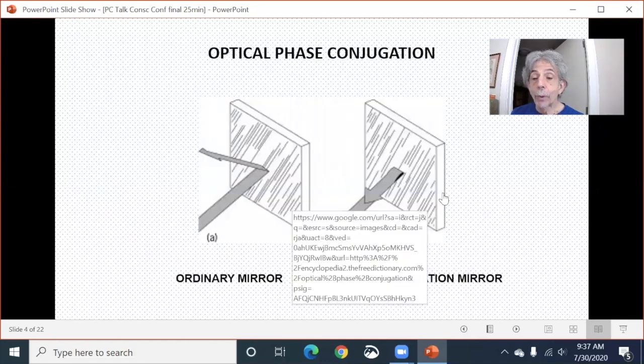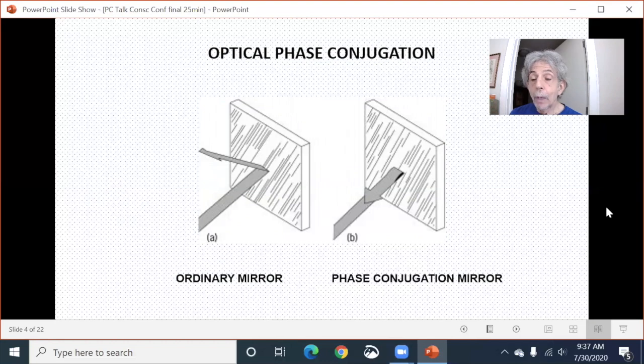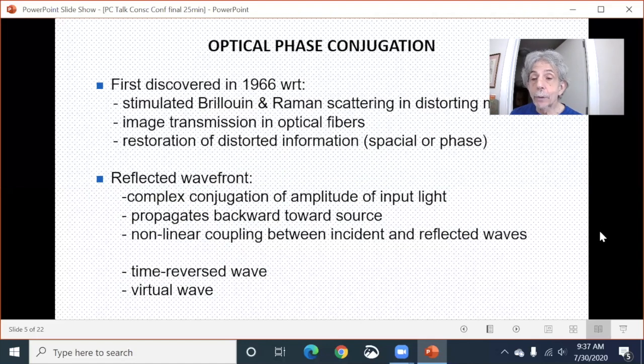Here's an example of a phase conjugation mirror. On the left, you see an ordinary mirror where the incident light comes in at a certain angle and reflects at a given angle. But in the case of phase conjugation mirrors, the reflected beam takes the path of the incident beam and returns exactly to the origin of the signal. This is a rather unusual phenomenon, but it's well described in the physics literature.